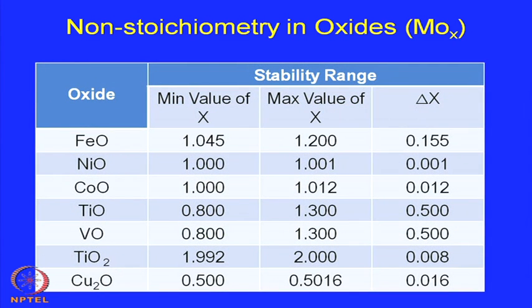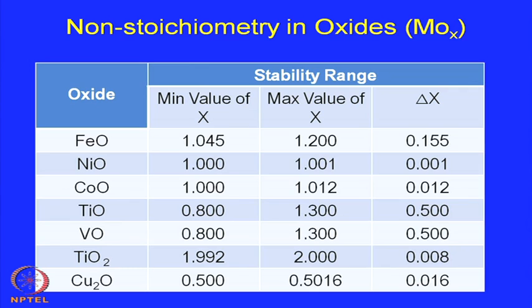Now, these are some examples of what kind of non-stoichiometry one can expect in different oxides. As you can see, all the oxides here are transition metal oxides, because they have a variable number of d electrons and an incomplete d shell, and that is why the ionization is easier. Therefore, they have a variable valency as well.